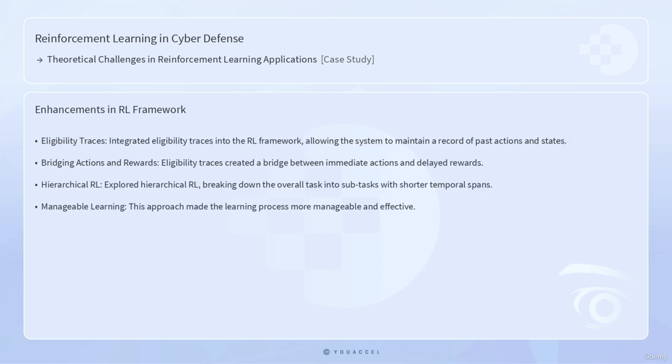To address this, Alex integrated eligibility traces into the RL framework. Eligibility traces allowed the system to maintain a record of past actions and states, creating a bridge between immediate actions and delayed rewards. Hierarchical RL was also explored, breaking down the overall task into subtasks with shorter temporal spans, making the learning process more manageable and effective.